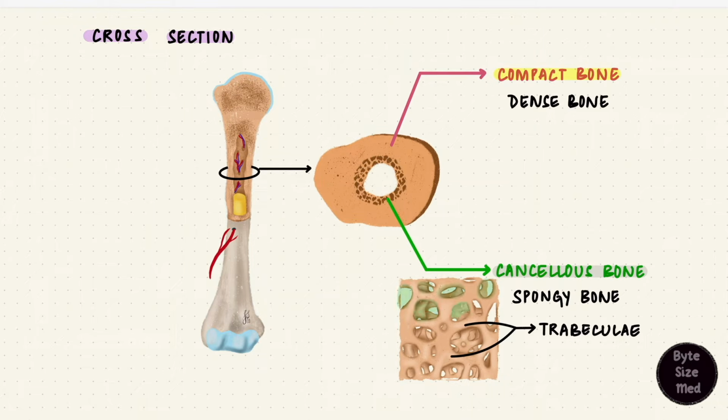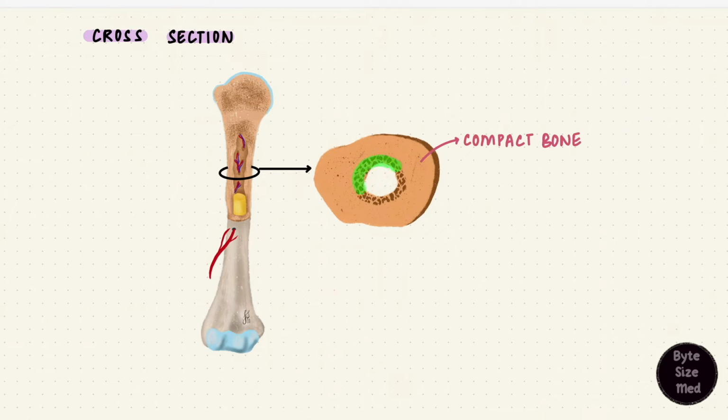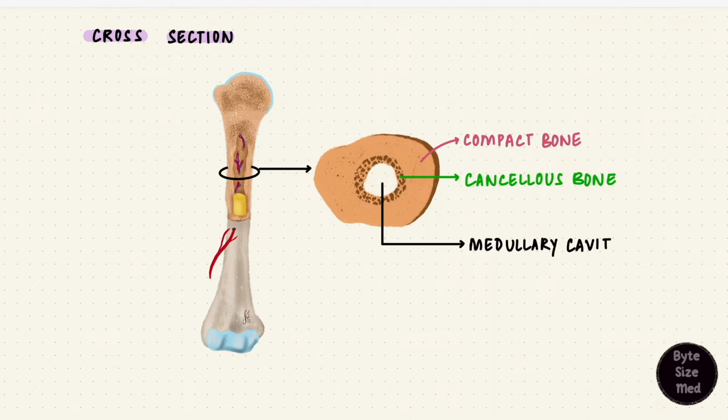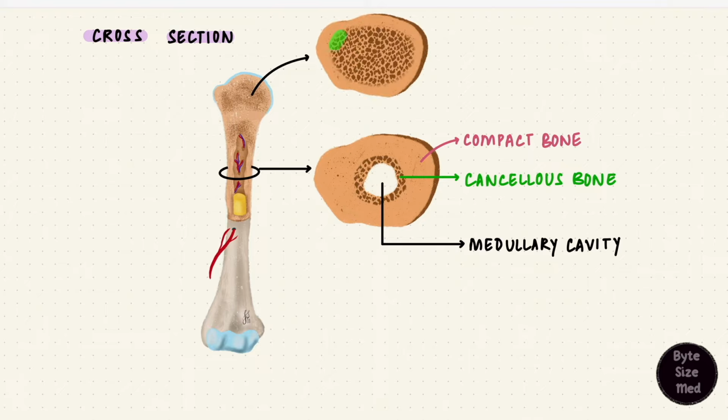These spaces are filled with bone marrow. In the diaphysis, the cancellous bone is thin underneath the compact bone, so the compact bone is the thickest of the diaphysis with lesser cancellous bone. And in the center of the diaphysis is the medullary cavity filled with bone marrow. The epiphysis, on the other hand, doesn't have the medullary cavity, but it's filled with more cancellous bone surrounded by a thin layer of compact bone.